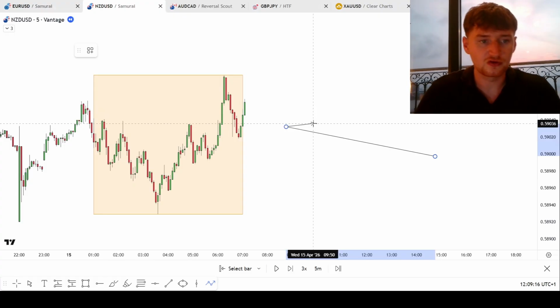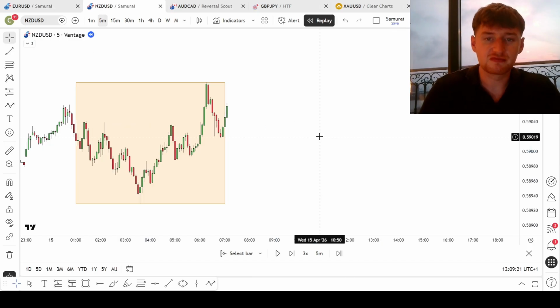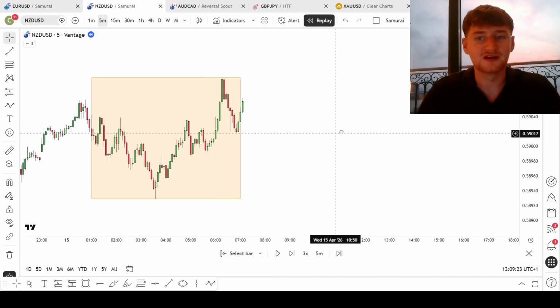Now, what do I mean by stop orders? Let me get rid of this full screen because I keep pressing escape to get rid of the arrow and it keeps minimizing my screen.